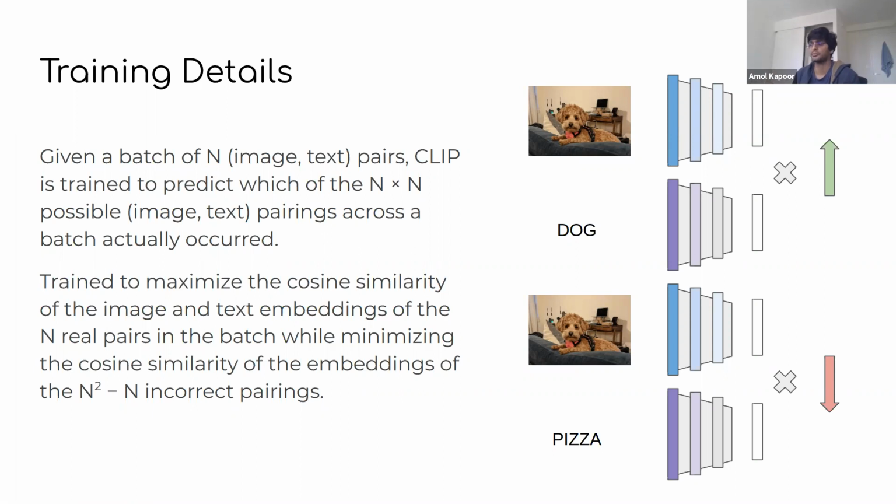And you can see an example of this on the right. If the image was of a dog and the corresponding label was dog, then the model is trying to maximize the cosine similarity of these two vectors. Basically, move these two things closer together in the vector space.